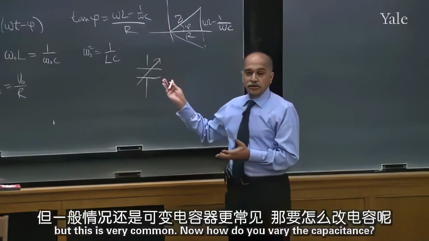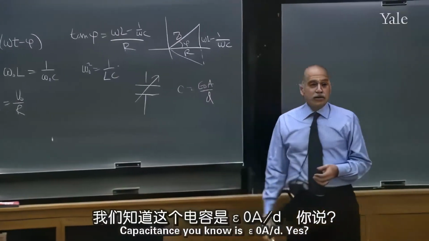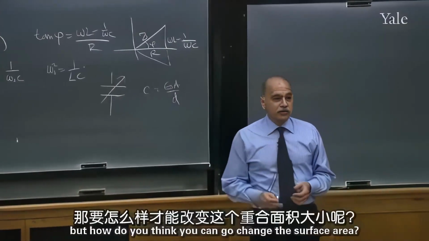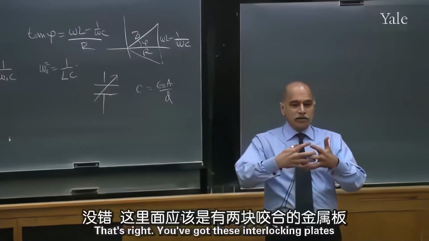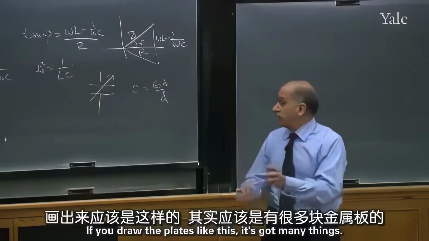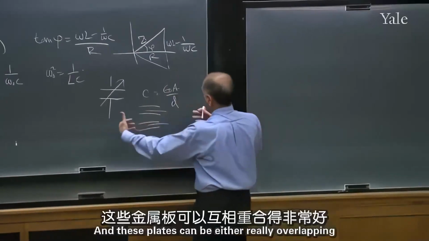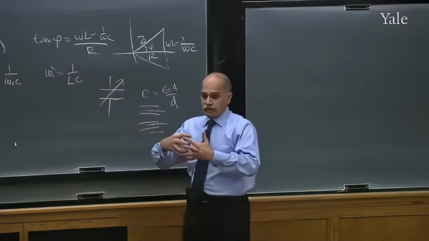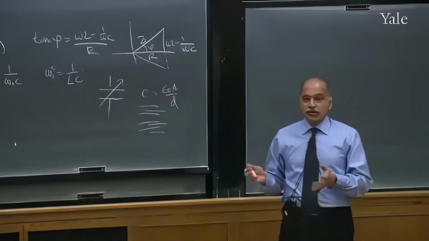Now, how do you vary the capacitance? Capacitance, you know, is epsilon 0 A over D. Yep. Change the surface area? You can change the surface area, but how do you think you can go change the surface area? Two half circles, and then when it rotates around. That's right. You got these interlocking plates, and you can have them fully overlapped or not overlapped. If you draw the plates like this, it's got many things, and these plates can be either really overlapping with the other plates or pulled out. When you turn the dial, the two things move in and out, and that varies the capacitance. That'll give you a range of frequencies, and that's the range you can hear.